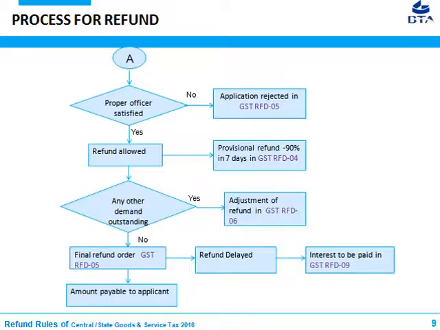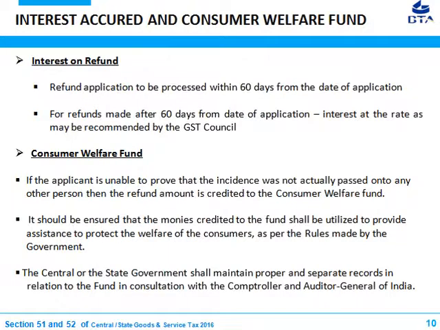In case of any delay beyond 60 days in the payment of refund claim by the government, then the same shall be compensated with interest in form GST RFD 09. As per the GST law, the refund shall be processed within 60 days, and if the same are not processed within the prescribed time, then the interest is required to be paid at the recommendation of the GST Council.